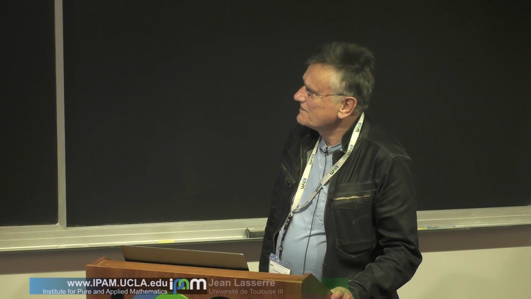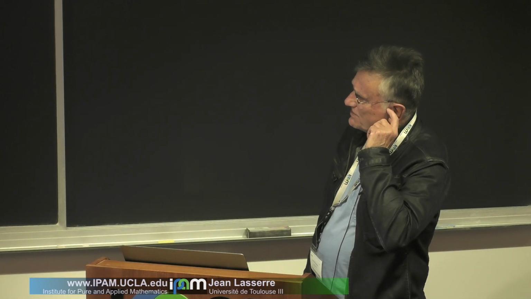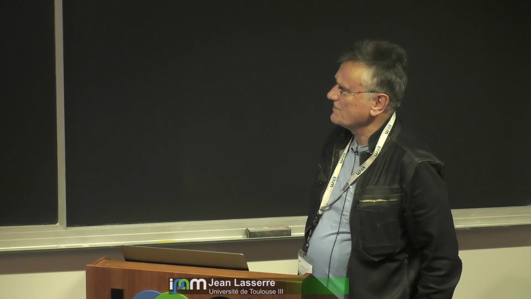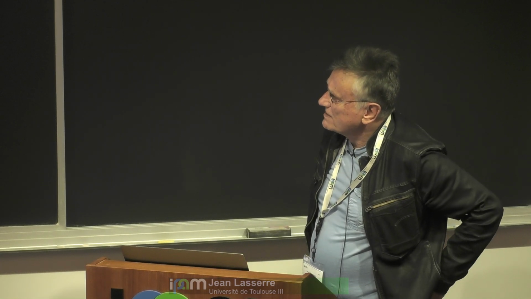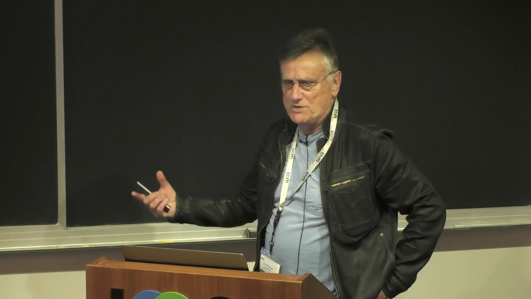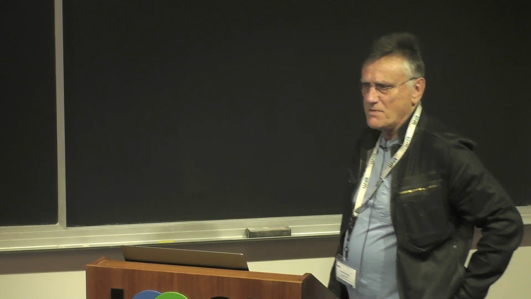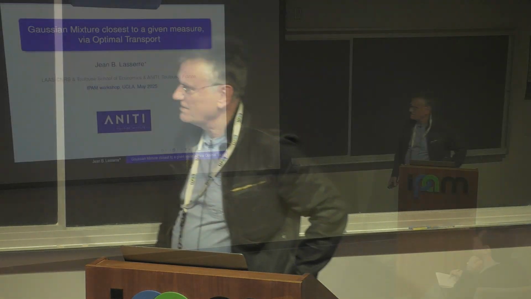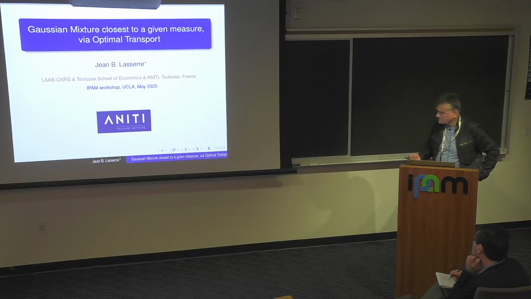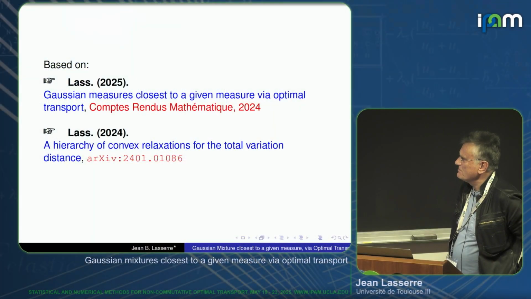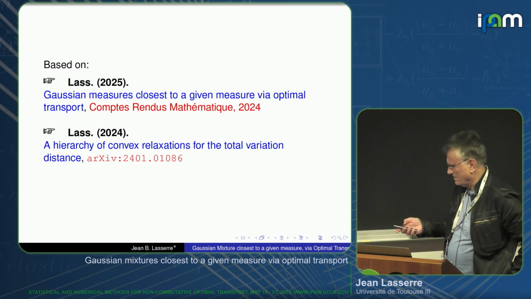The goal is to present how to use optimal transport to measure the distance between measures, and in particular for this case, given a measure mu, how to find the closest mixture of Gaussians that minimizes two distances, the Wasserstein and the total variation. It is based on two papers, one already published, and the other on arXiv.